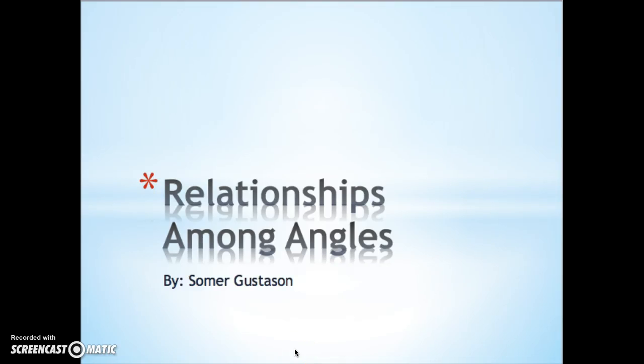Hey guys, tonight we're going to be talking about relationships among angles. I'm going to show you 4 different properties of some different types of angles, and I want you to know that these properties are only true if we're working in degrees, not radians. So tonight we will be using only degrees. Okay, let's get started.